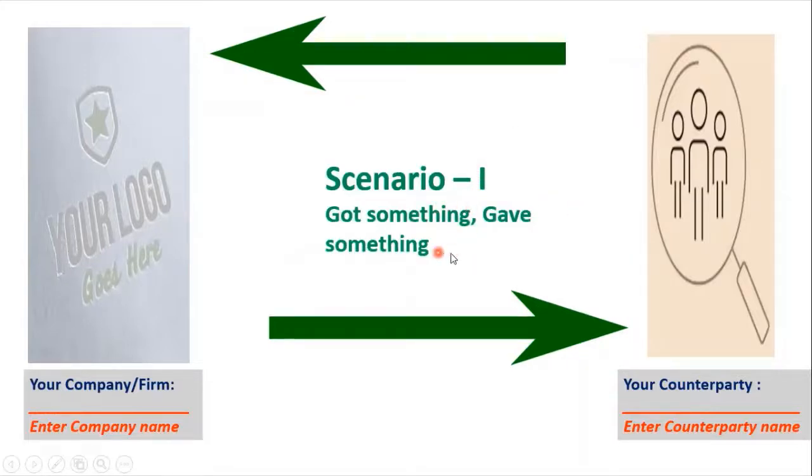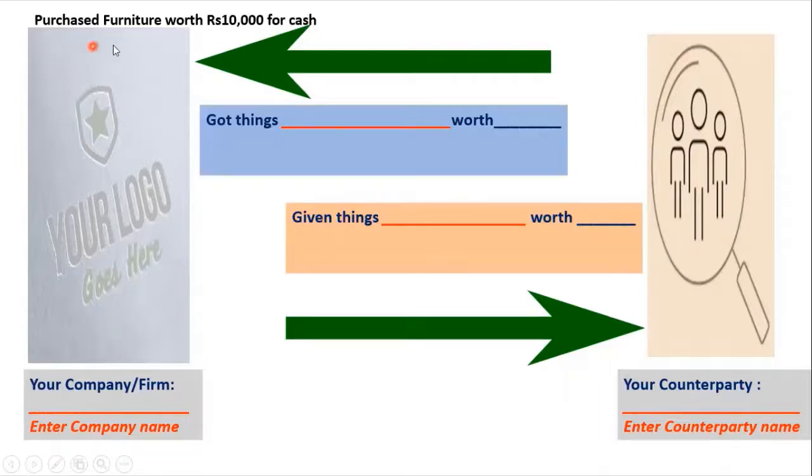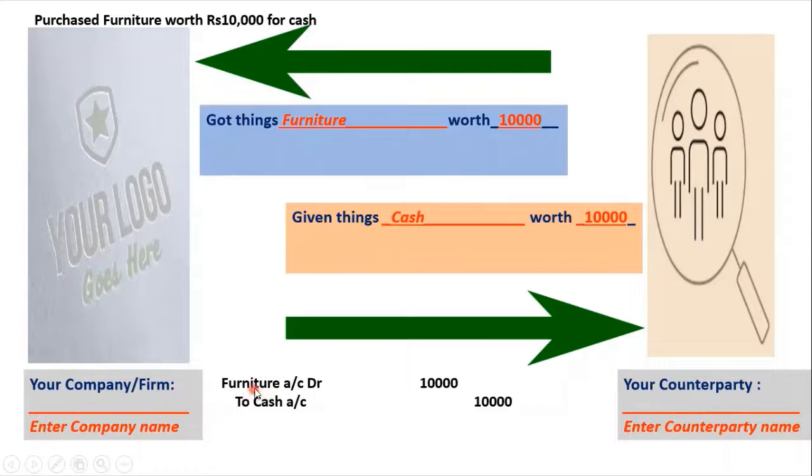So this is the first situation. Here, say in this example, we purchase furniture worth 10,000 for cash. So here what are we going to give? We are going to give cash and we are going to get back furniture. Once we find out these two things, then we can easily pass the journal entry. Journal entry is furniture account debit to cash account 10,000.